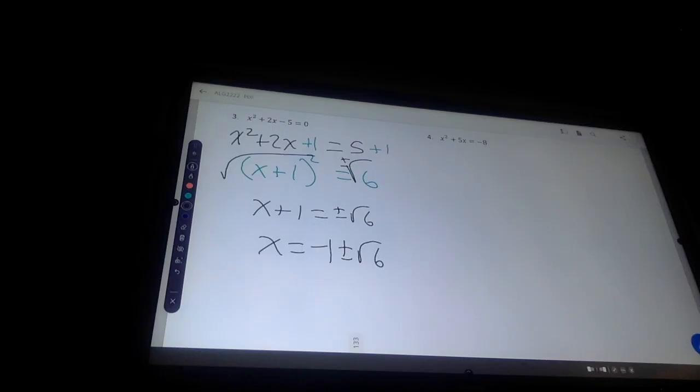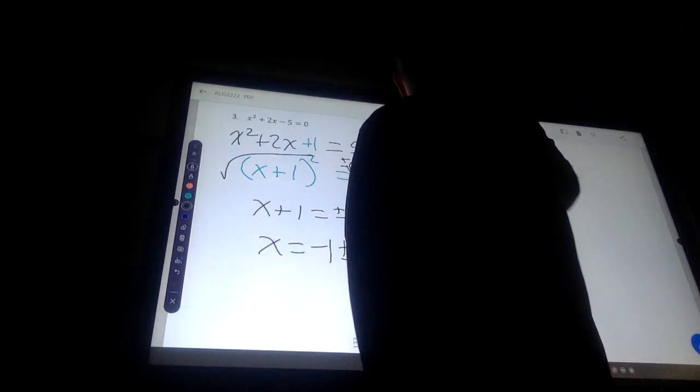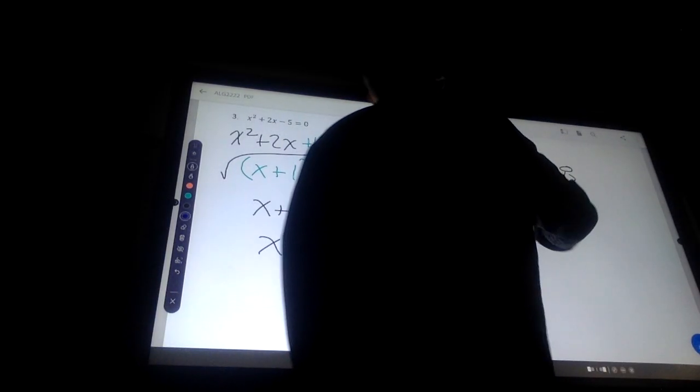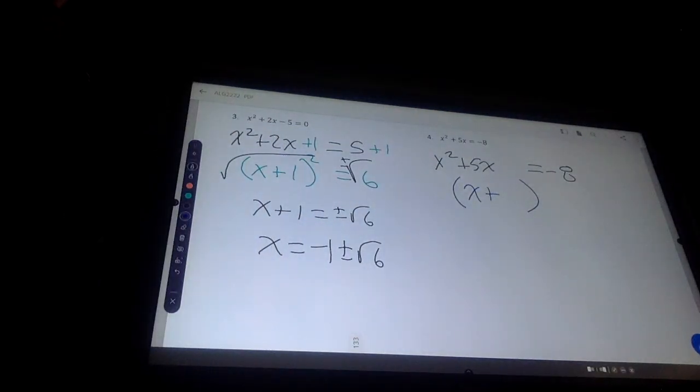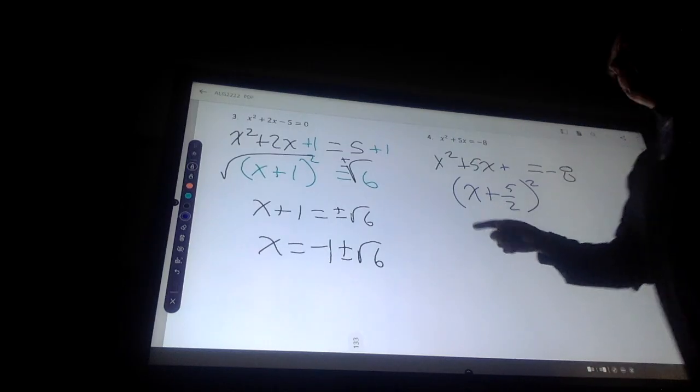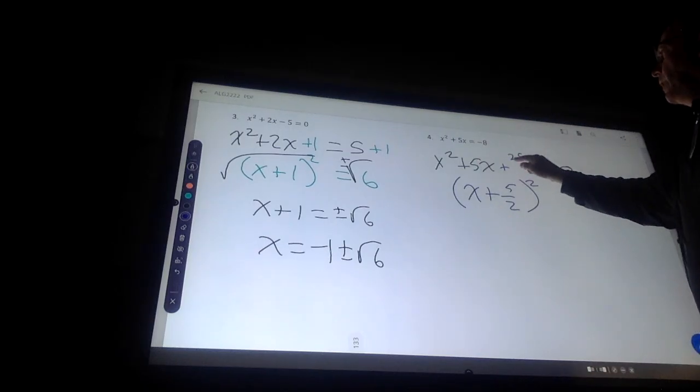All right. Number 4, it's already set up for us to do. We just have to make space. Agree? All right, as we go through it, x plus. Don't be afraid of fractions, okay? Half of 5 as a fraction is what? 5 over 2. 5 over 2 squared. 5 times 5 is 25. 2 times 2 is 4.